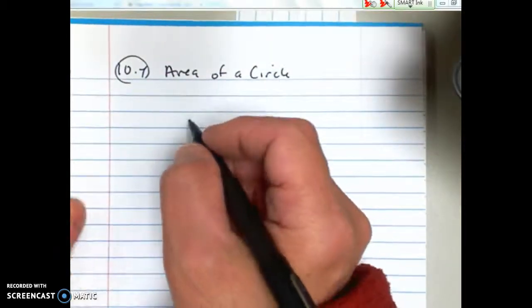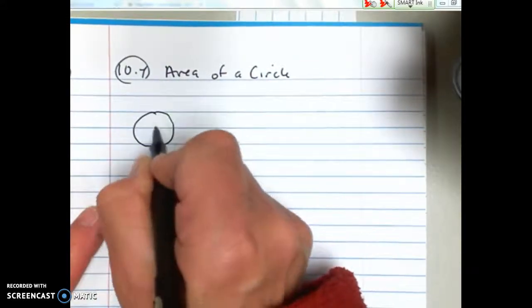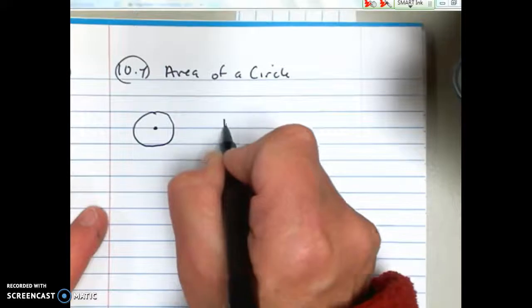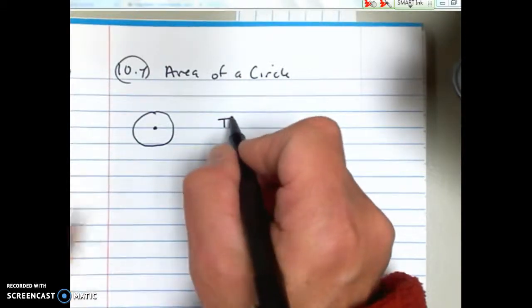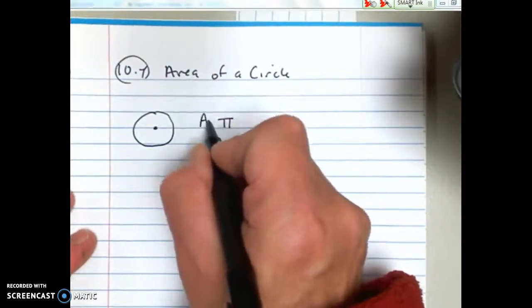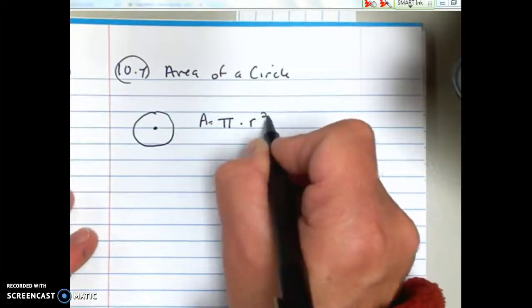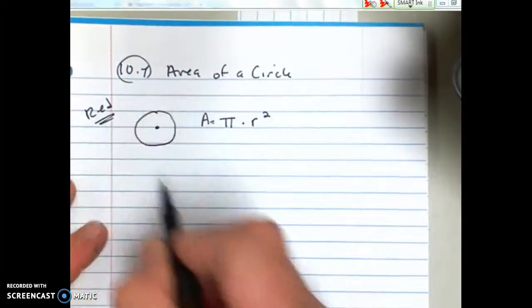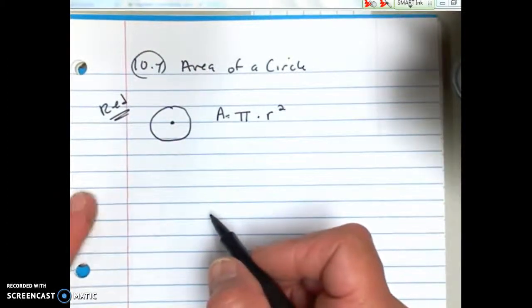Now what you're going to need to know about finding the area of a circle, first of all, we're going to draw a circle. And the formula for the area of a circle is area is equal to pi times radius squared. Now I have you put that into your red folder first of all, so stop and pause that and put that into your red folder so you have that written down.